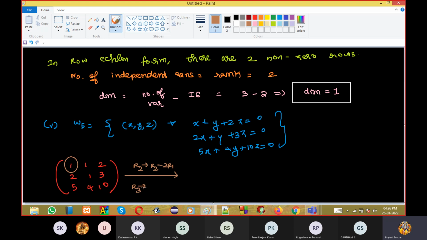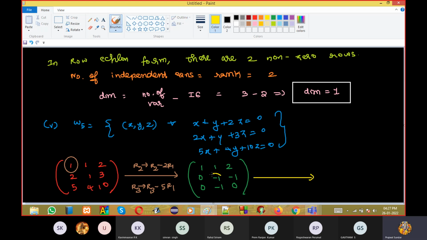R3 implies R3 minus 5 R1. You will get 1, 1, 2 minus 1, minus 1, minus 2 minus 1. Please check I'm doing correctly. So minus 5 minus 1 is 0. Correct? Yeah.